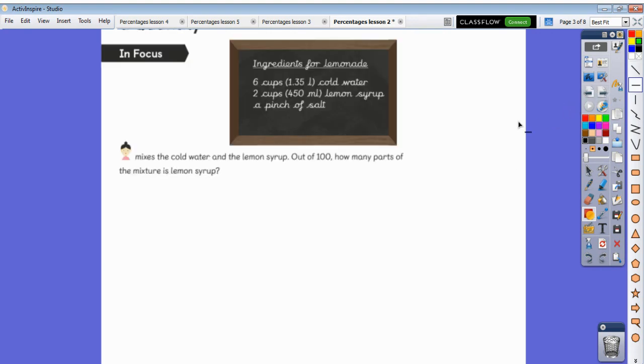Okay, welcome back. So today in percentages, we're looking at this problem. So it says ingredients for lemonade. So it says 6 cups of cold water, 1.35 litres, 2 cups of lemon syrup, which are 450 millilitres, and a pinch of salt. It says the girl mixes the cold water and the lemon syrup. Out of 100, how many parts of the mixture is lemon syrup? So it's looking for the percentage that is lemon syrup. So firstly, what we need to do is calculate the total volume.